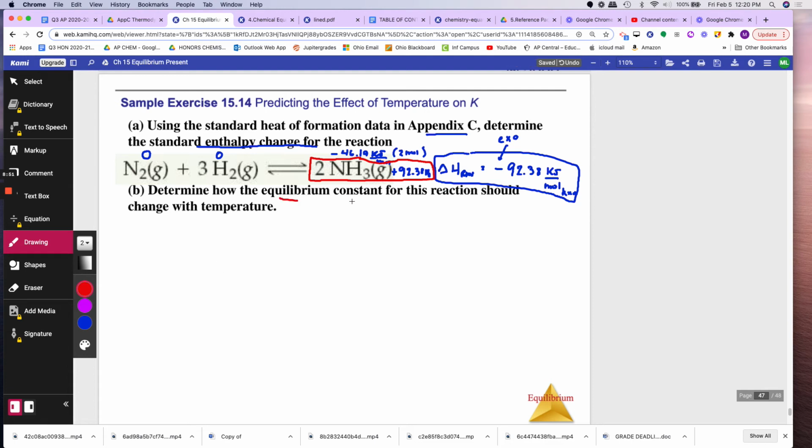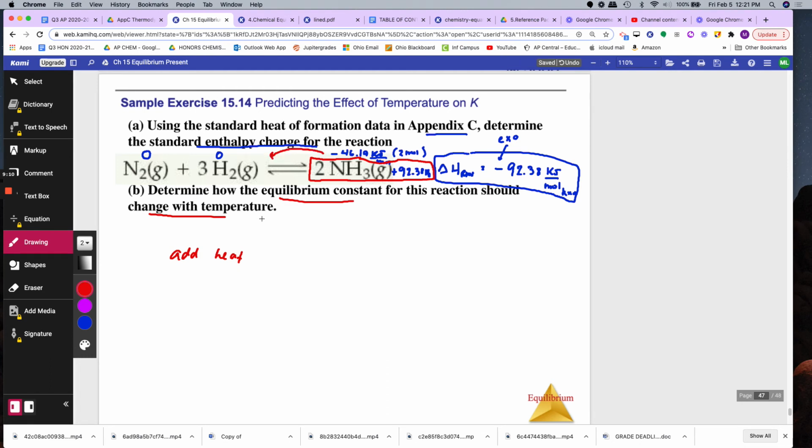Determine how the equilibrium constant for this reaction should change with temperature. Okay, so if you add heat, it's going to go to the left because you add on this side, it's going to go this way to consume it. So it's going to go left. If you go left, you're going to have less products. Since K equilibrium is equal to products over reactants, and this number goes down, that means K equilibrium will also go down.